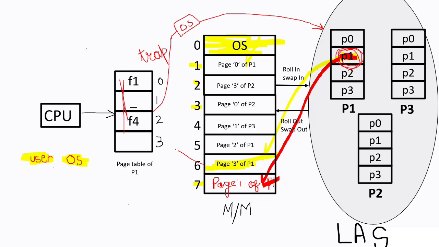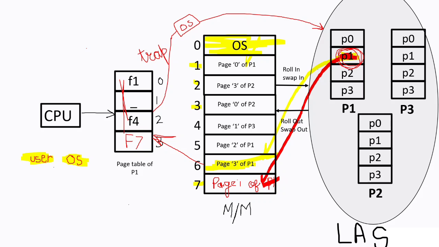Now after the operating system takes the page from secondary memory to the main memory, it updates the page table. The page table is updated by the operating system to reflect that the page is now present in memory and its frame number is recorded.